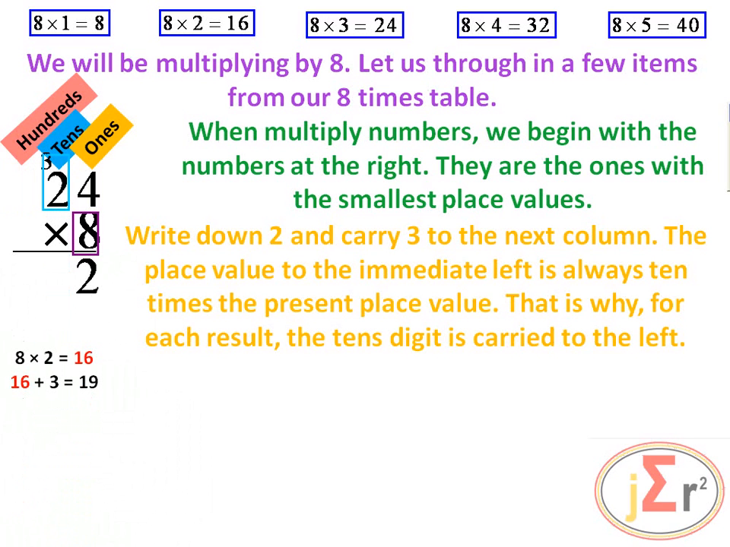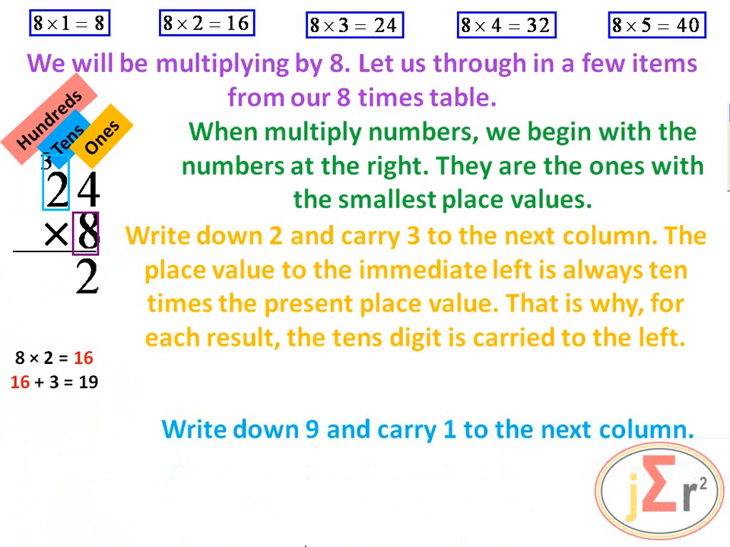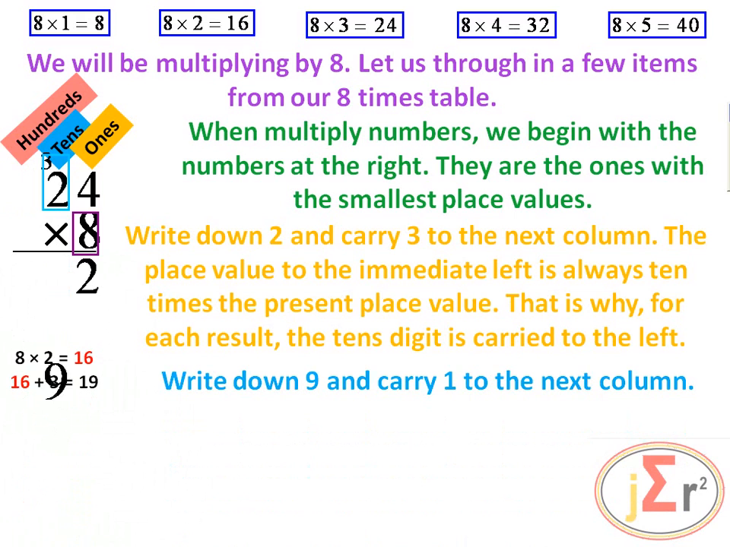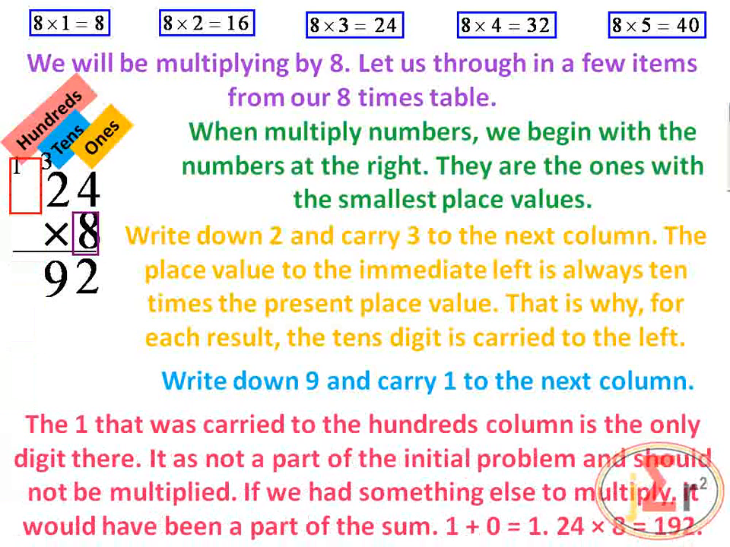Then we say 8 twos. 16. And then we say 16 plus the 3 that was carried, and we get 19. Write down 9 and carry 1 to the next column. But because there is nothing there to multiply, the 1 will be carried into the product just as it is. The 1 that was carried to the hundreds column is the only digit there. It was not a part of the initial problem and should not be multiplied.